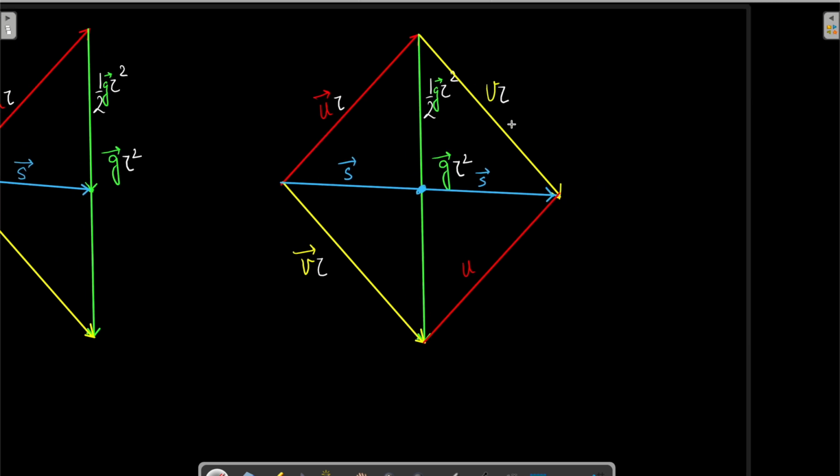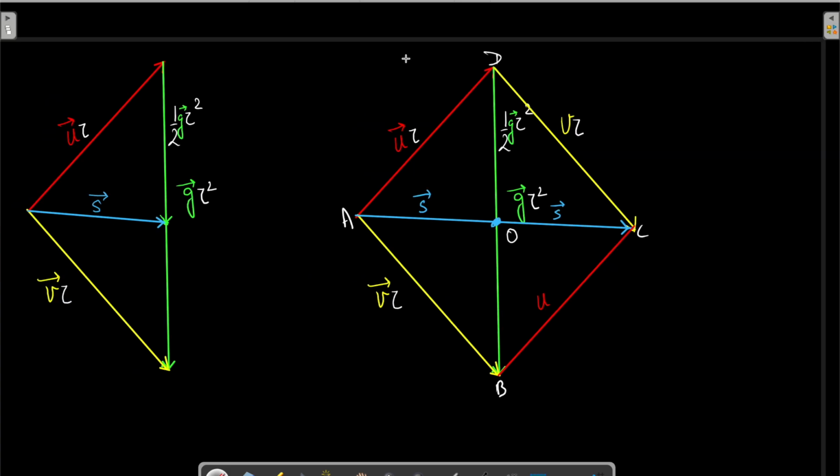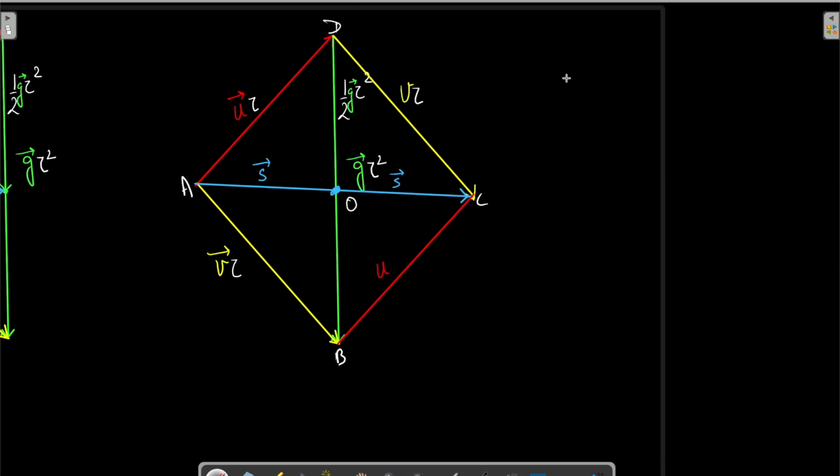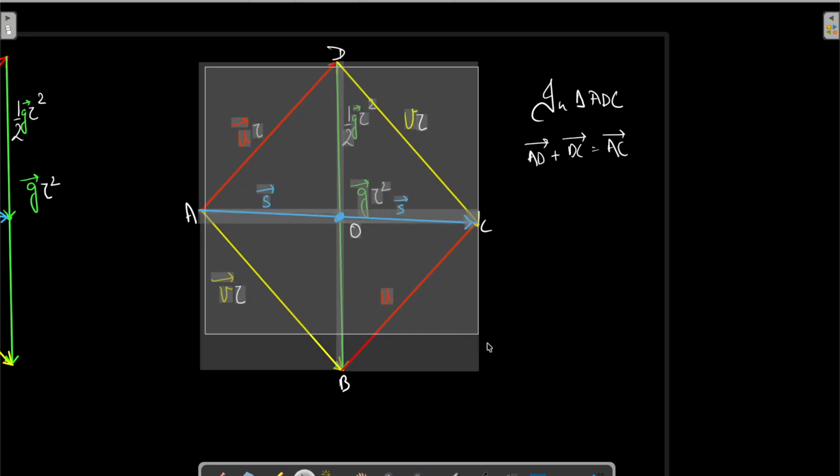So can we see one thing? Let's call this O. This one as A, B, C, D. So in triangle ADC, can we see that AD vector plus DC vector is AC vector? How much is it now? I should shift it a bit because it's not very clear.